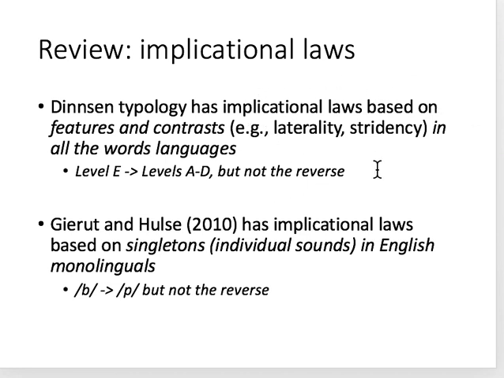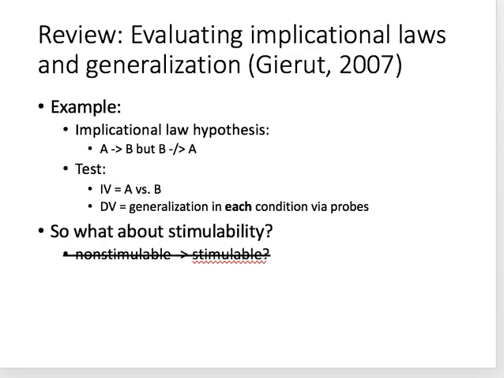So to recap this concept, implicational laws, we see them in the typologies because one thing implies another, but not the reverse. Similarly, Garrett and Hulse, one singleton will imply the other, but not the reverse. But with stimulability, we don't have anything that says that. This is simply a treatment recommendation.